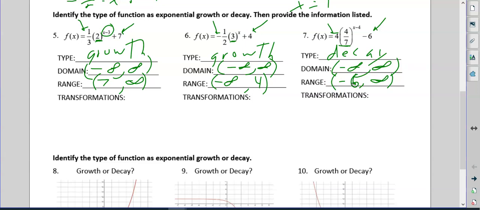Transformations. The 1/3. Now here is where we look for the transformations. Not the 2. The 2 does not mean stretched. The 2 is the base. 1/3 means compressed. The x minus 3 inside means right 3.